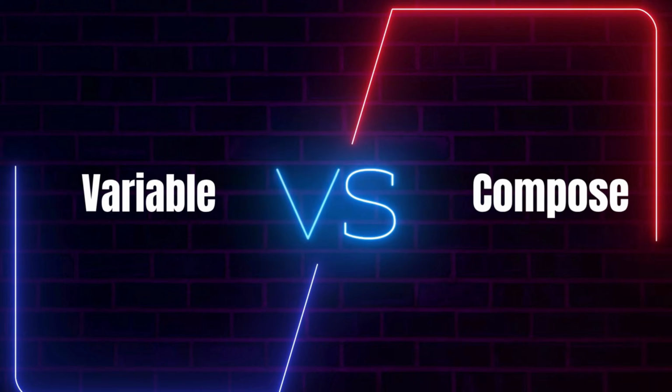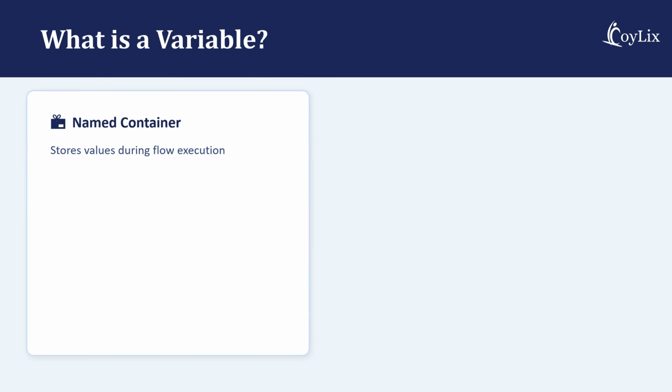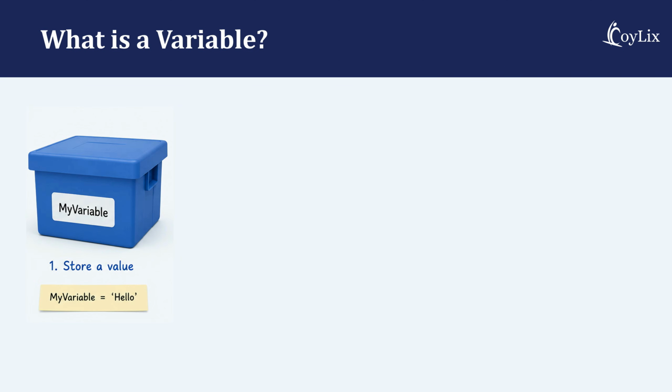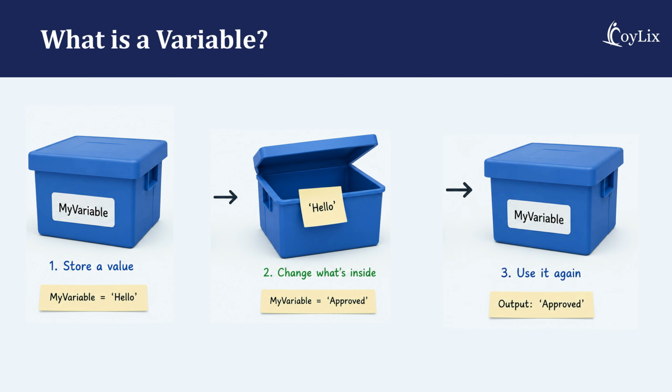Now let's understand when to use variable and compose. Let's start with the basics. A variable in Power Automate is a named container that holds a value, and that value can change as your flow runs. Think of it like a box with a label on it. You can open that box, change what's inside, and check it again later in the flow.